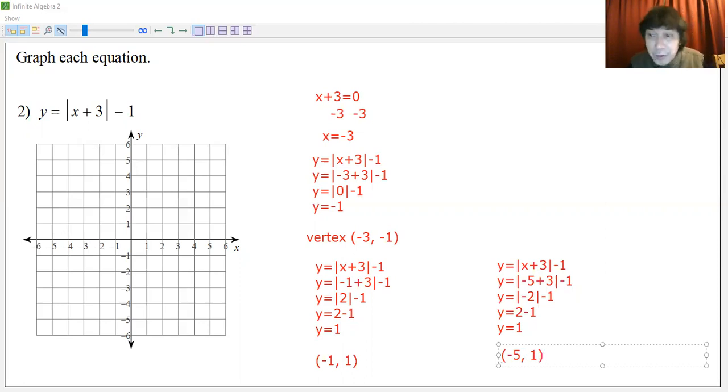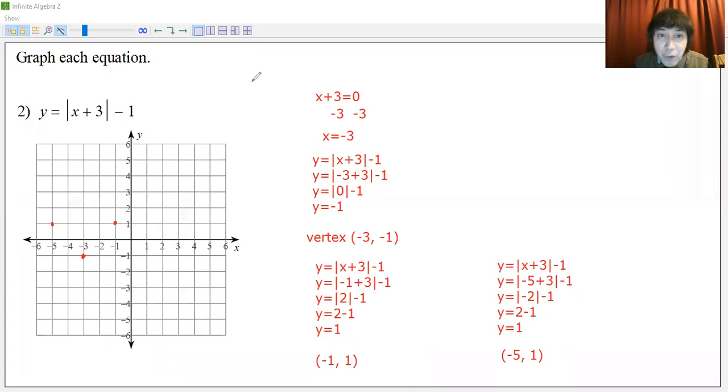We now have 3 points we can use to draw our graph, and this will be enough. Our vertex is located at (-3, -1), so that should be the third quadrant over here. Our second point will be (-1, 1), in the second quadrant over there. And our third point, (-5, 1), is also in the second quadrant here. These 3 points will be enough for us to draw it.